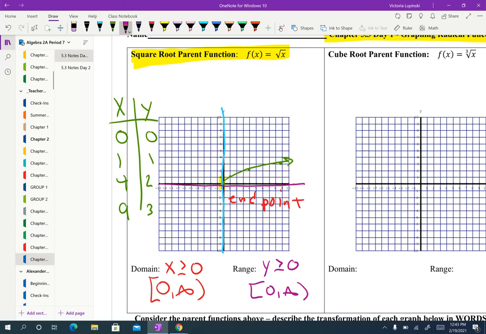Will these domain and ranges change as you move this graph around? Yes, and they will change in a very particular way. So when you're talking about the domain, this can change when the graph moves left, right, or if there is a reflection over the y-axis.